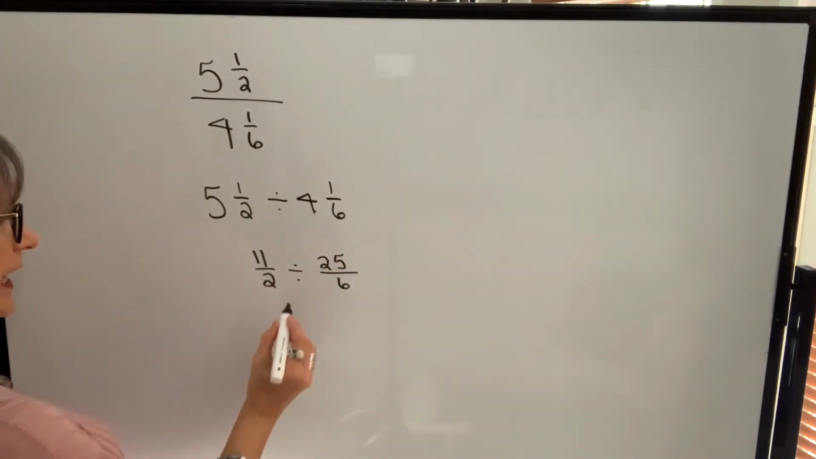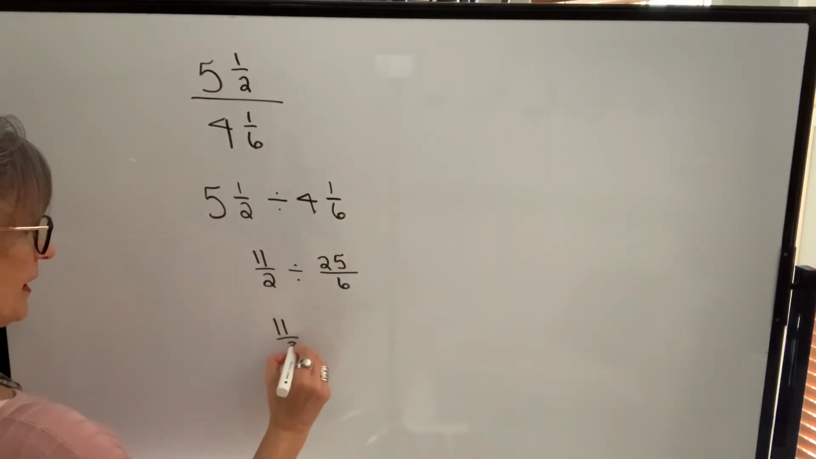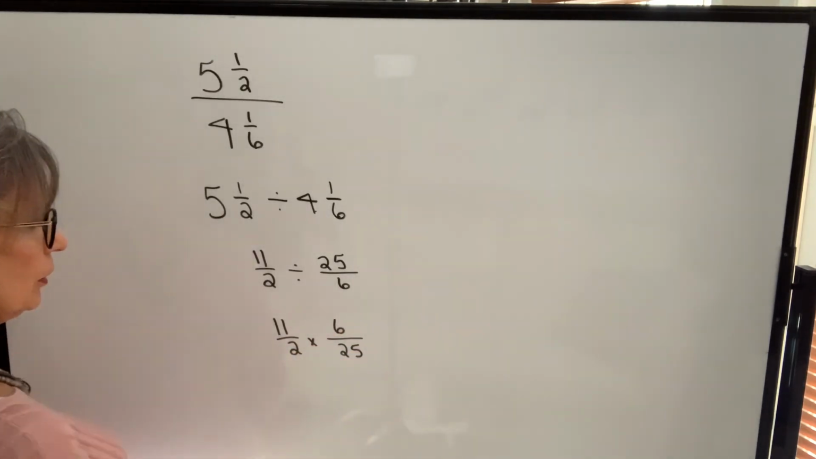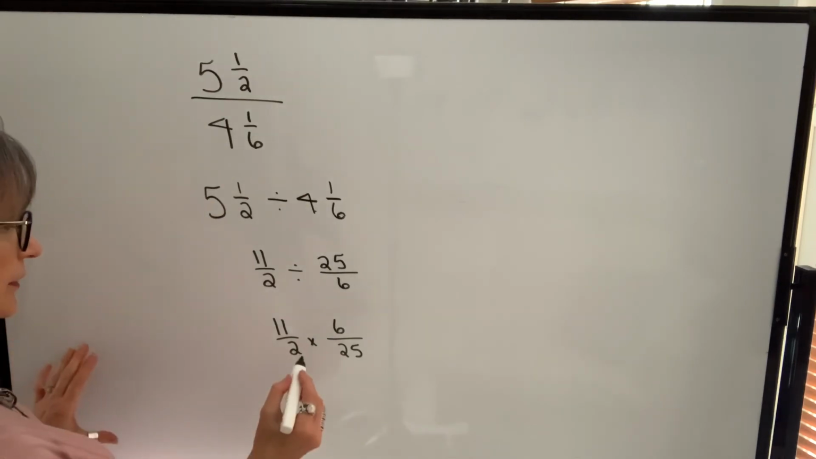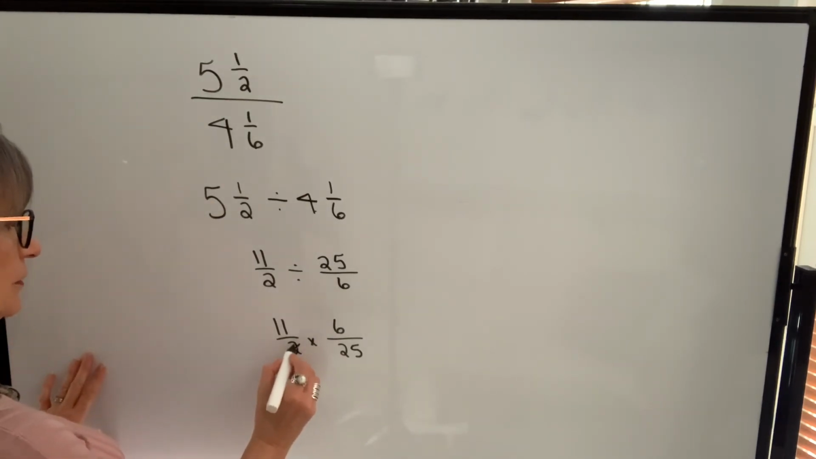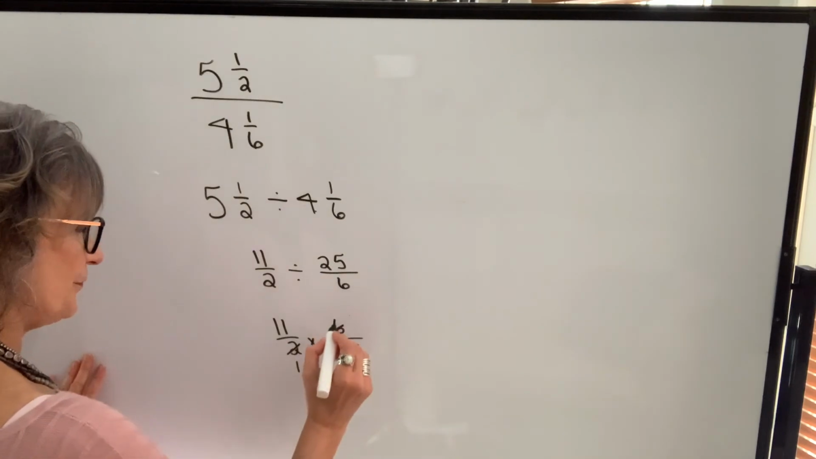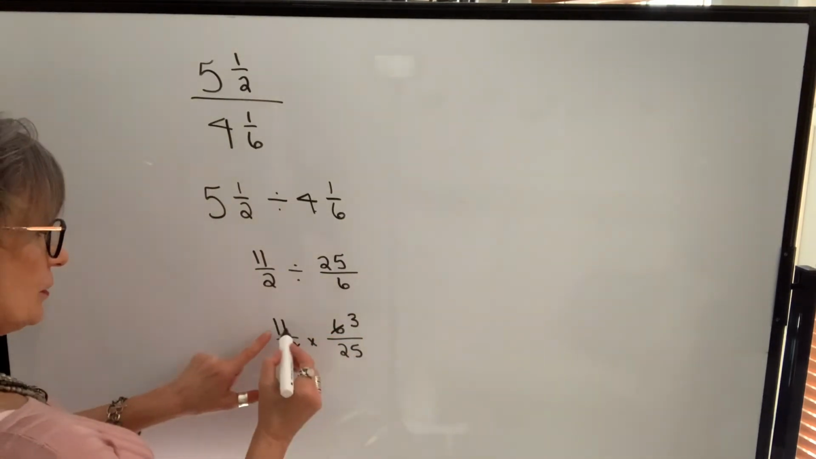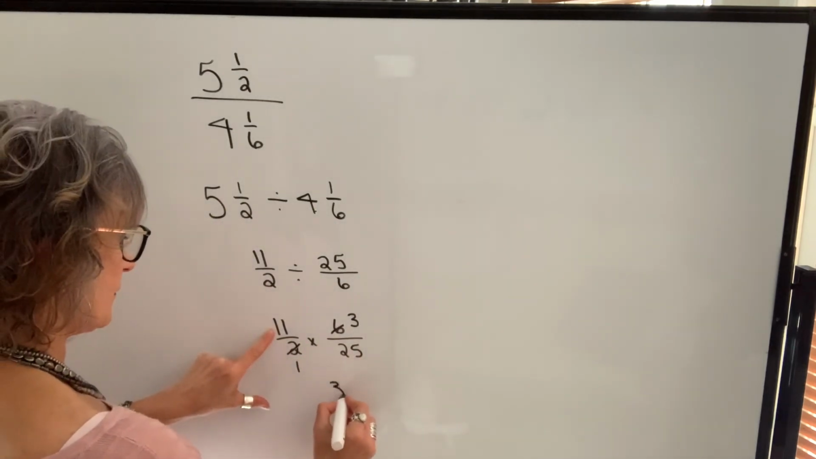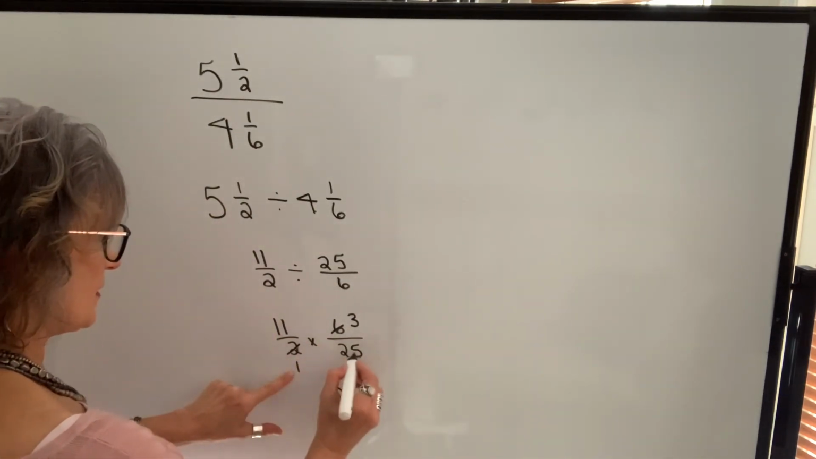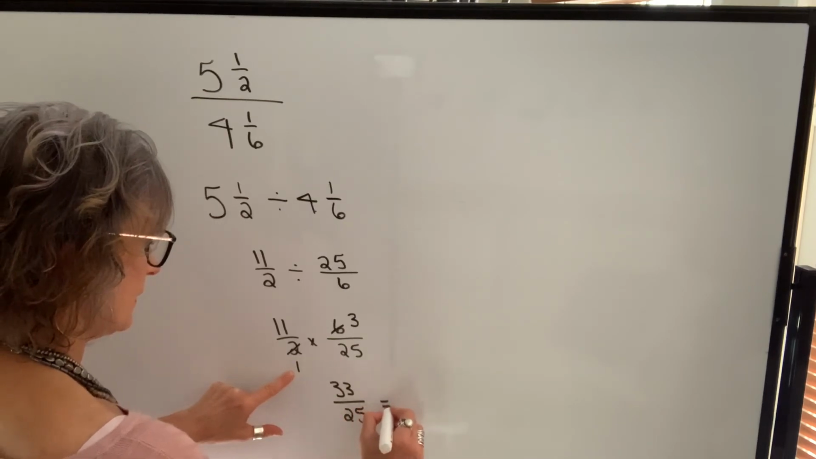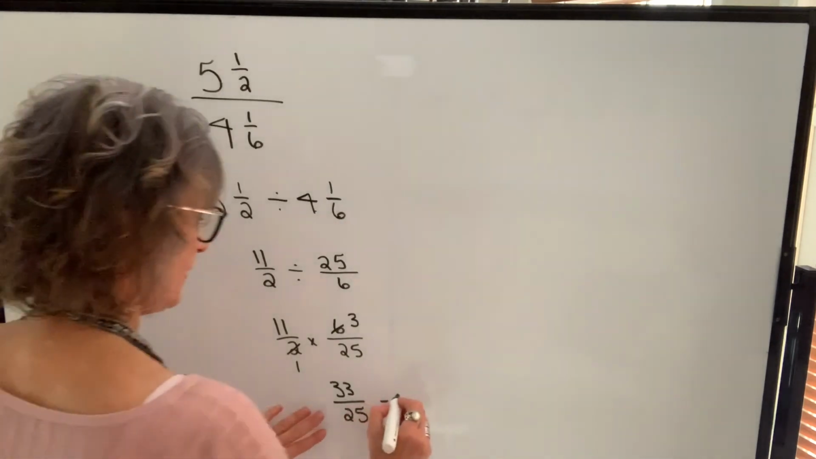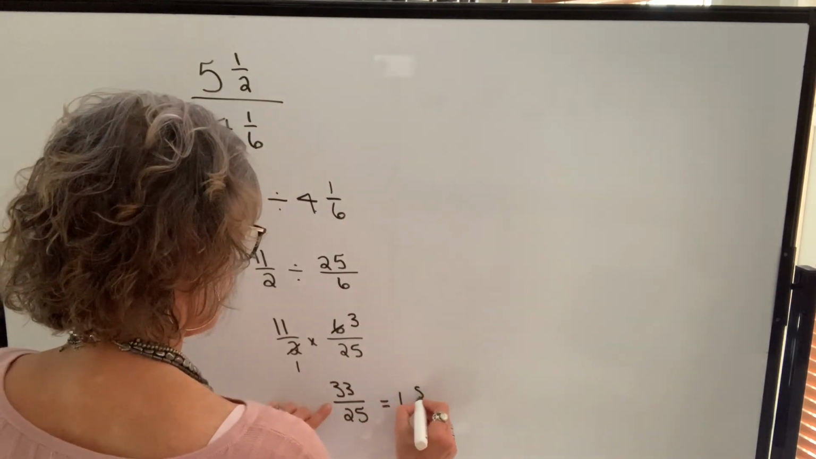Now change it to multiplication. So 11/2 times 6/25. Look to see if there's anything you can cancel before doing the multiplication. 2 goes into 2 once. 2 divides into 6 3 times. That's all the canceling I can do. So 11 times 3 is 33, over 1 times 25 is 25. Change it to a mixed number. 25 divides into 33 once with a remainder of 8.